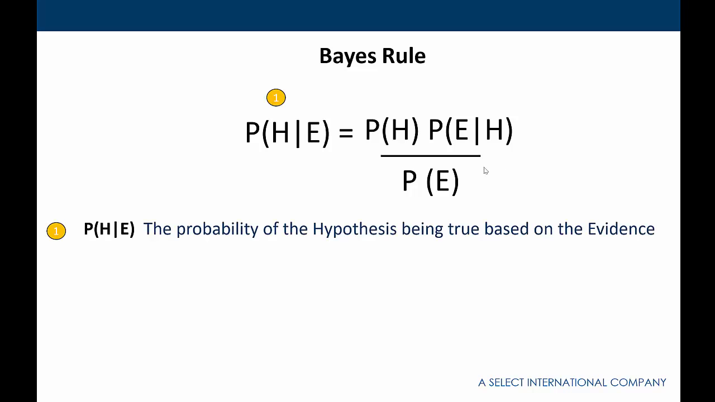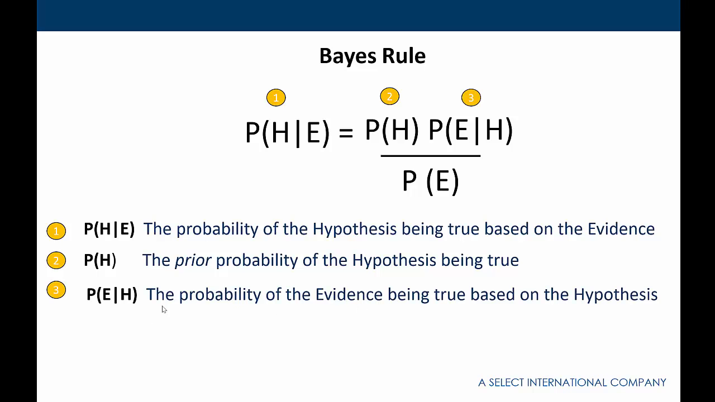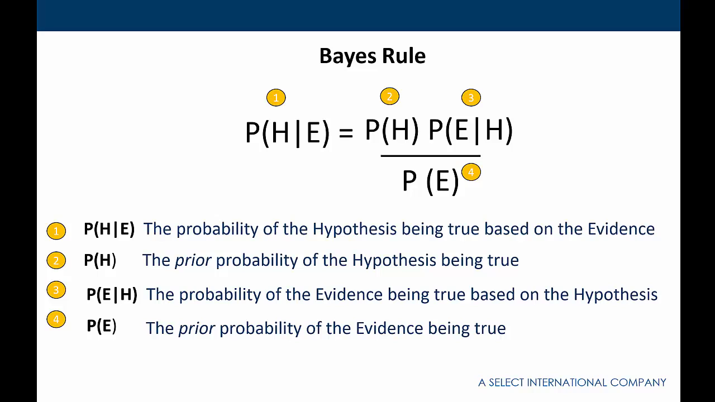So the first point here is the result itself: the probability of the hypothesis being true based on the evidence is equal to the prior probability of the hypothesis being true combined with the probability of the evidence being true based on the hypothesis. What's the likelihood of the evidence being true based on the hypothesis, assuming the hypothesis is true? And divided by the prior probability of getting that evidence in the first place. So what's the prior probability of the evidence being true? What's the prior probability of getting that data?